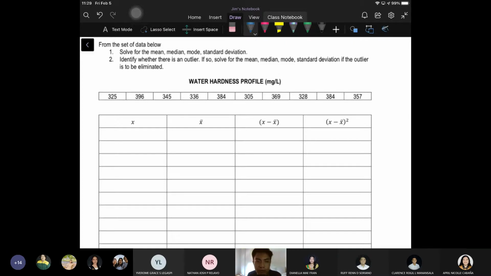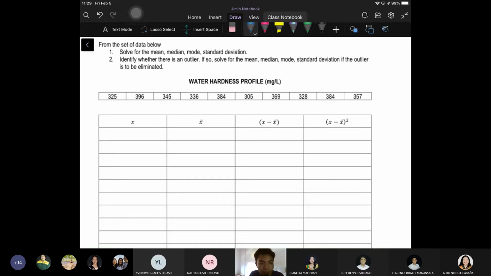Pero bago na tayo pumunta doon, gamitin na natin yung table. So this table has columns for X. That means yung individual measurements natin. It also has column for X bar, which represents the mean. So kakopy mo lang yung mean mo. Then you have X minus X bar, which means the difference between your X and the mean. And then the last column is the square of that difference. Okay?